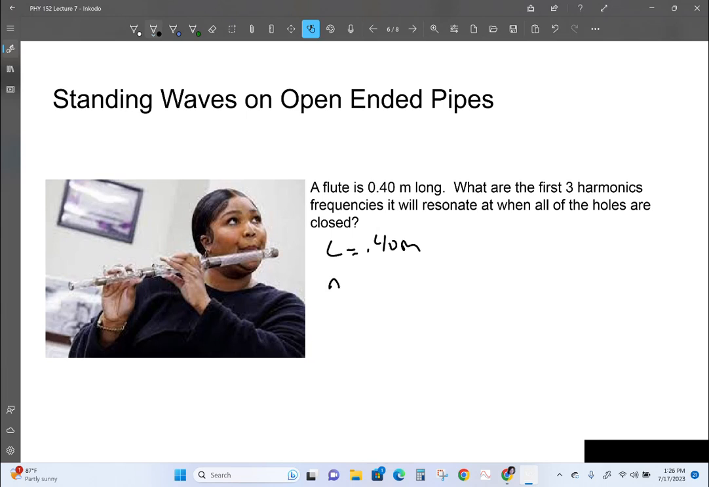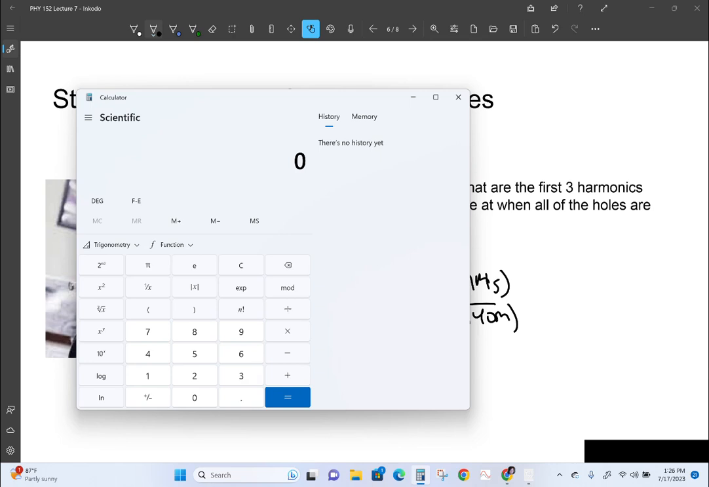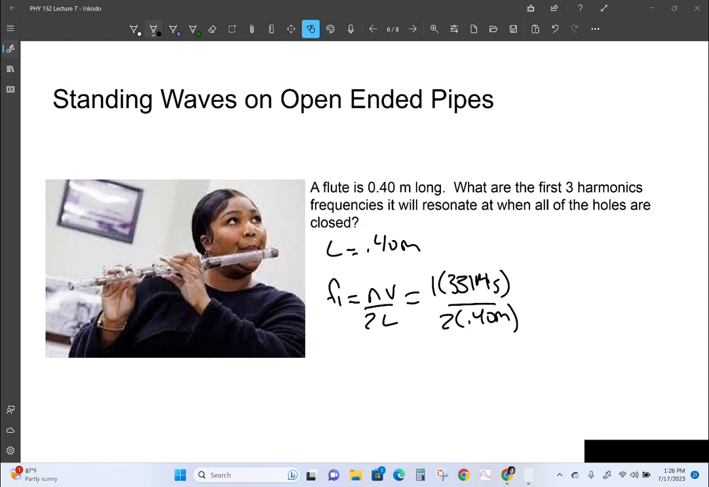So F1 is nv all over 2L. So 1 times 331 meters per second divided by 2 times 0.40 meters. So if we put that, so that would be 331 divided by 0.8, which is 413 or 414 hertz.